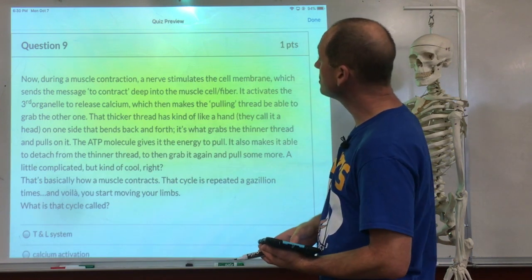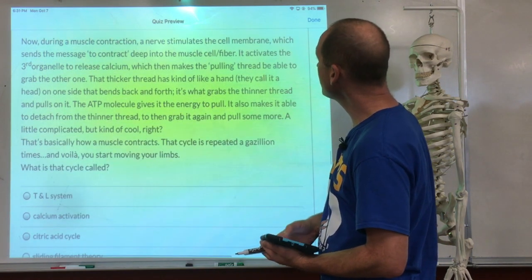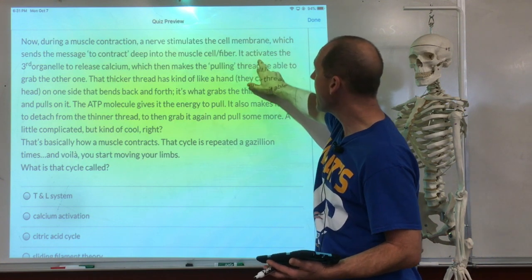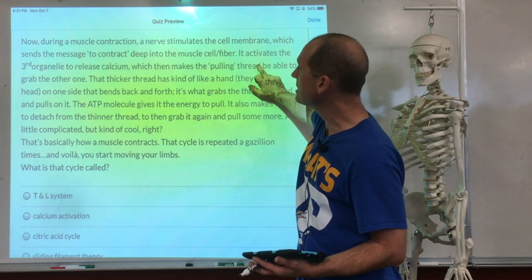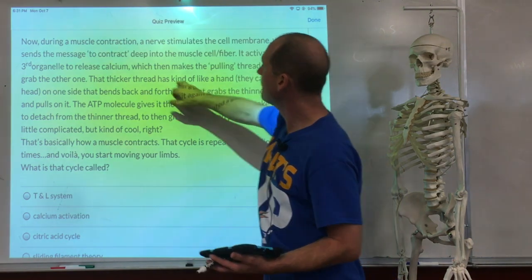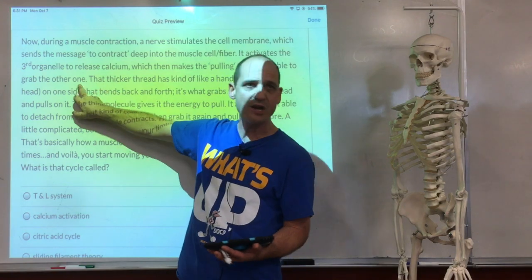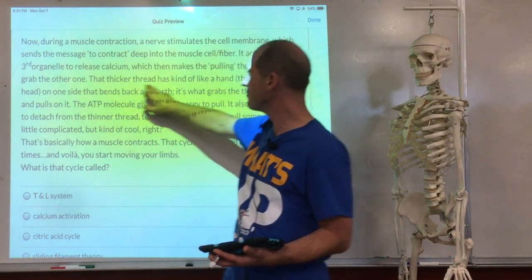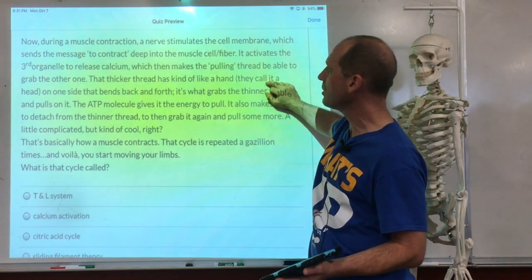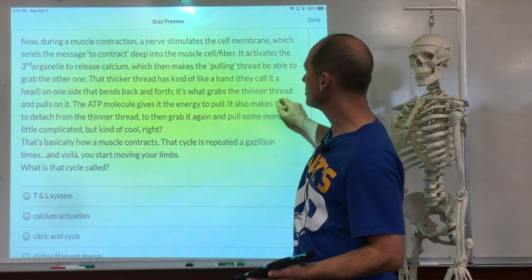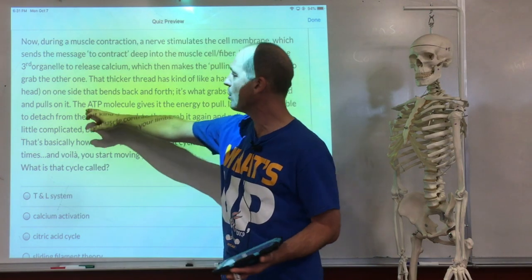Now, during a muscle contraction, a nerve impulse stimulates the cell membrane, which sends a message to contract deep into the muscle fiber. It activates the third organelle, the SR, releasing the calcium, which then makes the pulling threads able to grab one another. That's freeing up that magnet. That thicker thread has a kind of head, we call it the head, on one side. It bends back and forth. It's what grabs the thinner thread, which is the actin, pulling on the thread.